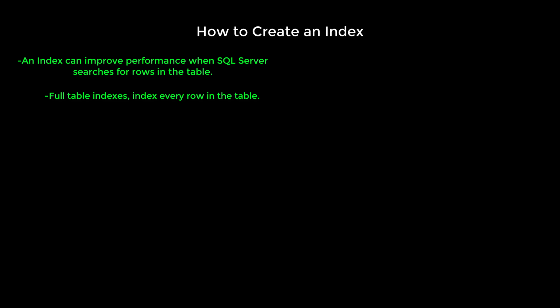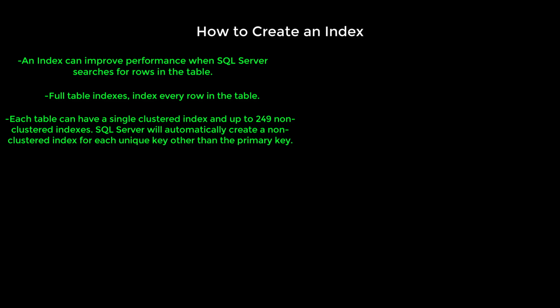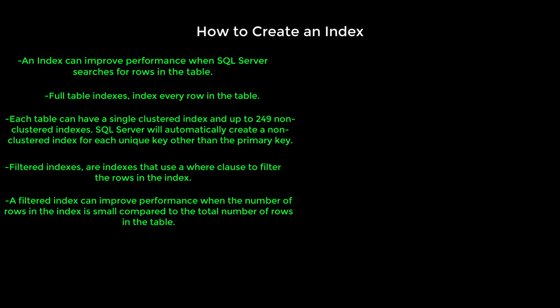Using indexes has its pros, as an index can improve performance when SQL Server searches for rows in a table. Full table indexes index every row in a table, and each table can have a single clustered index and up to 249 non-clustered indexes. SQL Server automatically creates a non-clustered index for each unique key other than the primary key. Filtered indexes are indexes that use a where clause to filter the rows to the index. A filtered index can improve performance when the number of rows in the index is small compared to the total number of rows in a table.